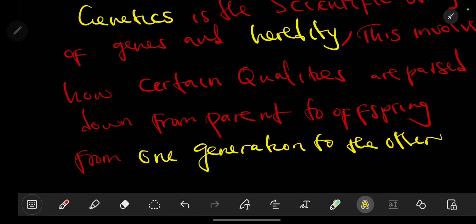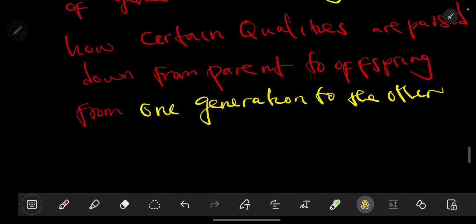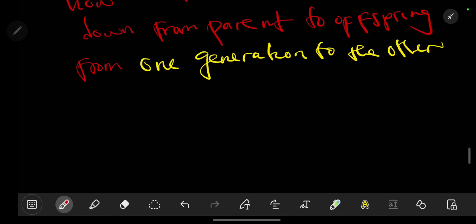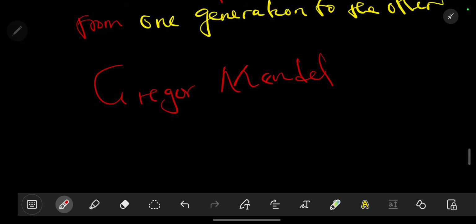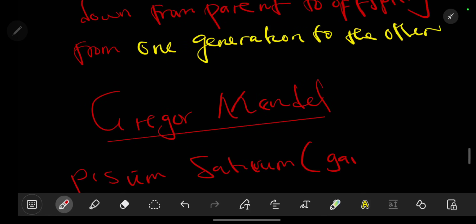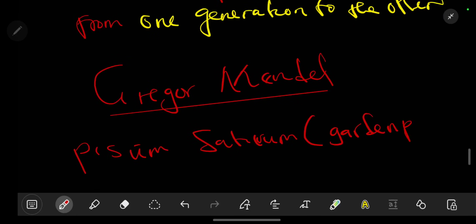Now, when we refer to genetics, we cannot talk about genetics without giving credit to a very important man known as Gregor Mendel, who is known as the father of genetics. One examinable question that they might ask you is, what did he use? He used what we call the Pisum sativum. Pisum sativum is simply what we are going to call garden peas.